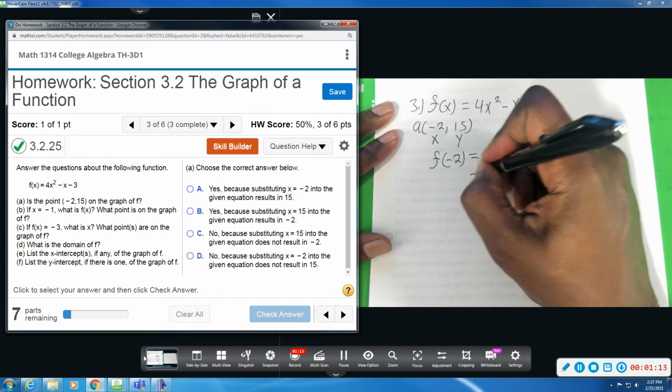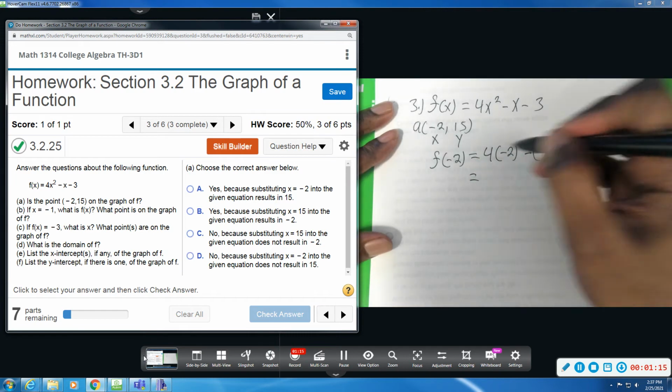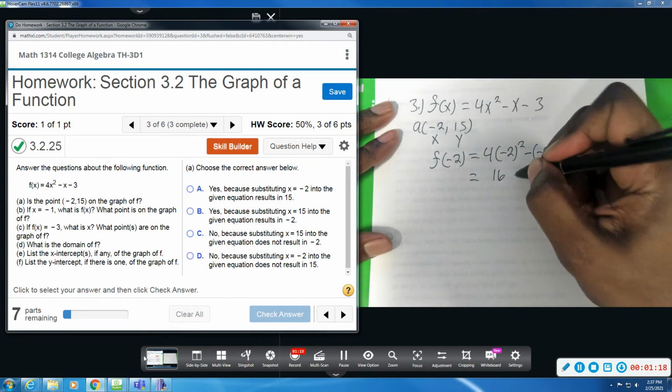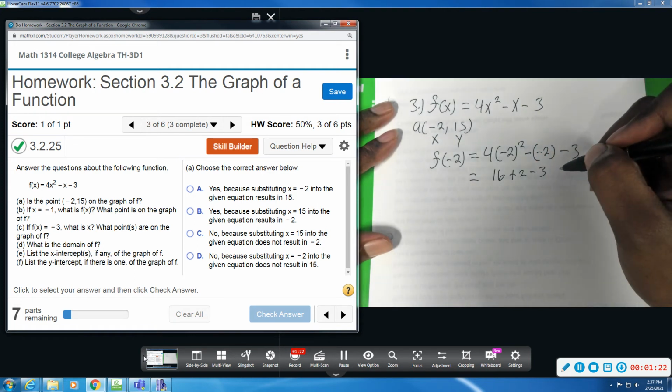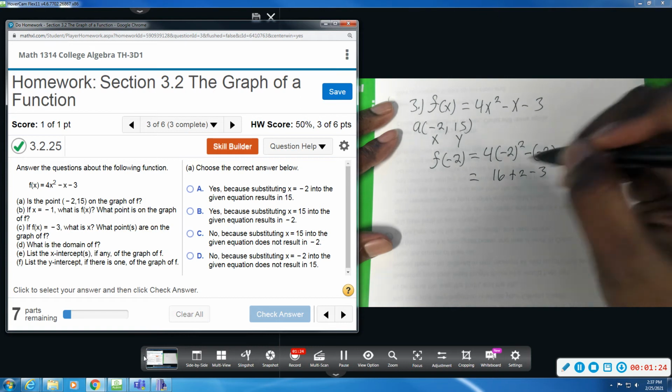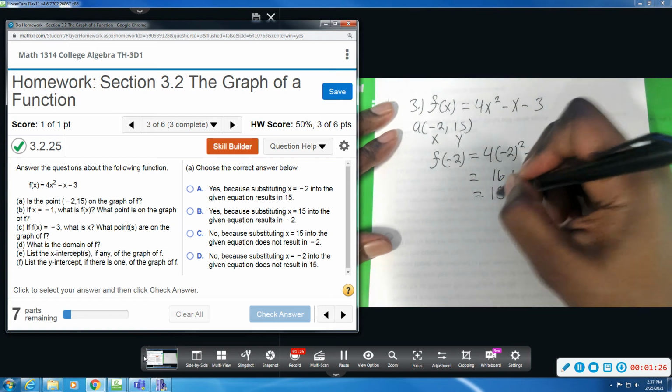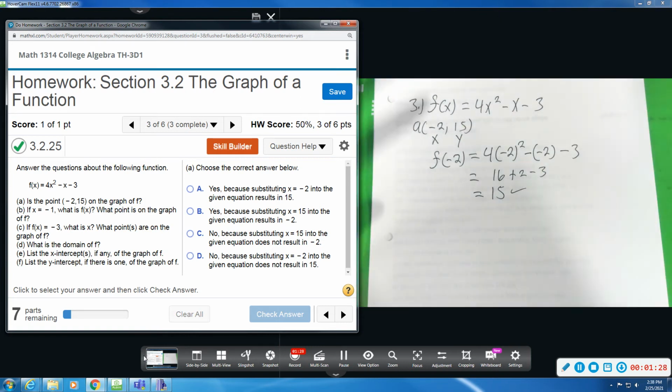All right, when you evaluate this, 4 times 16 plus 2 minus 3, this will give us 18 minus 3 is 15. So we do get 15, so it checks out. That point is on the graph. So we will say yes. Substituting the -2 for x will give us 15.